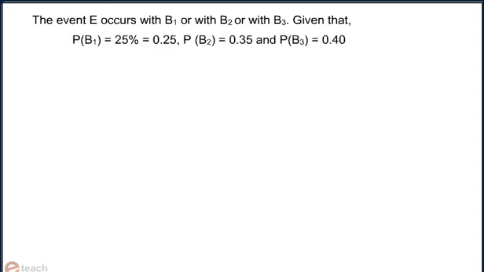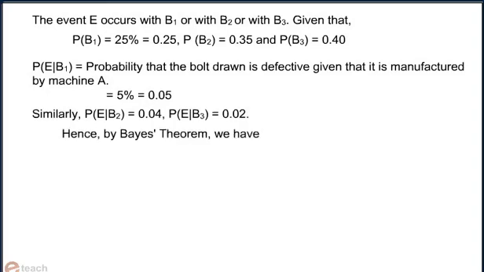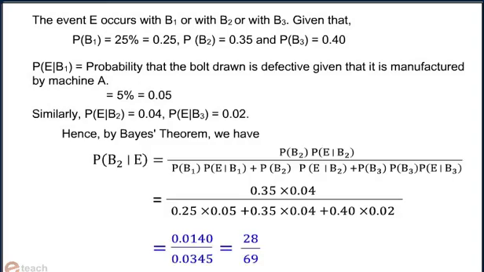Given that probability of B1 is 25%, probability of B2 is 0.35 and probability of B3 is 0.40. Probability of E given B1, that is probability that the bolt drawn is defective given that it is manufactured by machine A, is 0.05. Similarly, probability of E given B2 is 0.04 and probability of E given B3 is 0.02. Hence, by Bayes' theorem, we have probability of B2 given E equals 28/69.